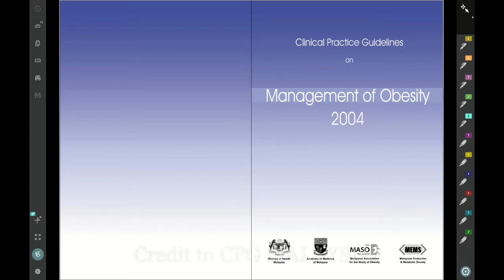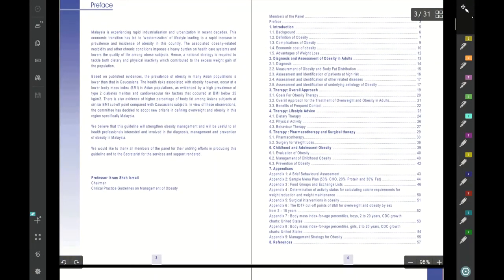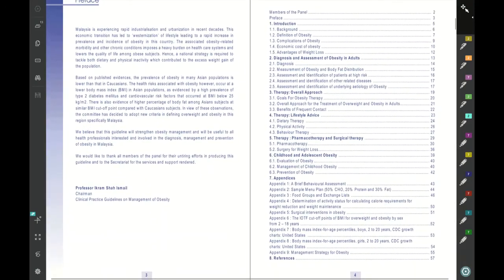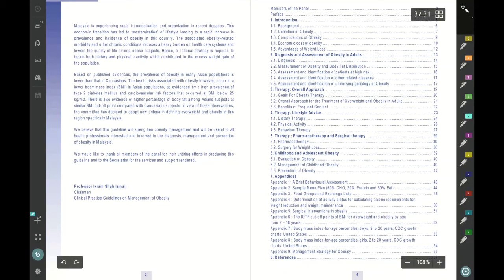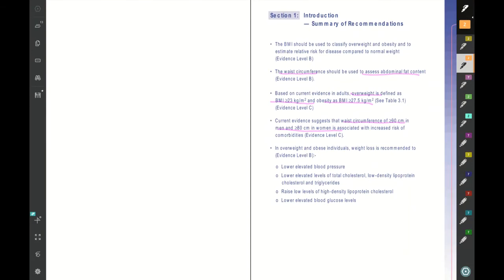So we are going to cover the management of obesity 2004. So let's start. Before that, basically what we're going to cover is very simple. First we must know the definition of obesity and what the etiology of obesity is, what the obesity therapy is, what the goal is, and then we move on to the pharmacotherapy and dietary behavior therapy. Alright, and also some of the management in childhood obesity. So basically, this is a summary of this whole CPG.